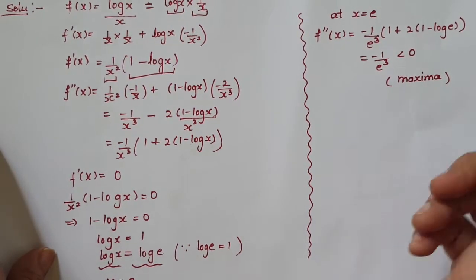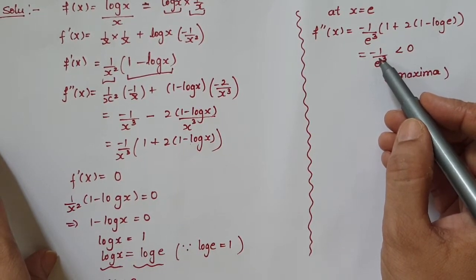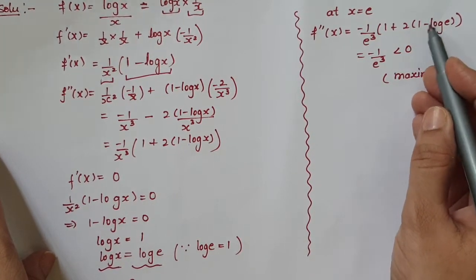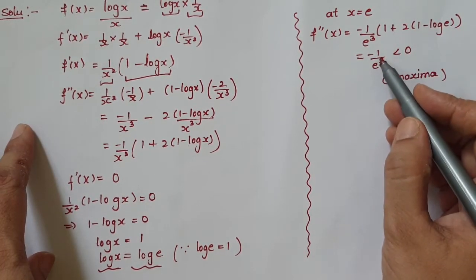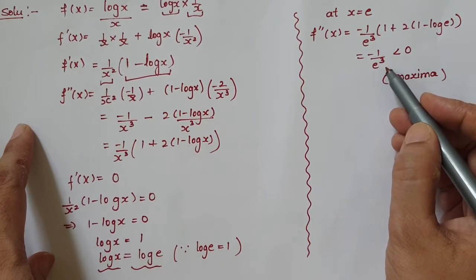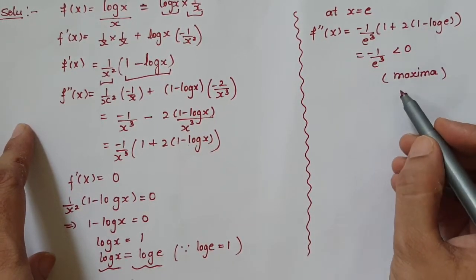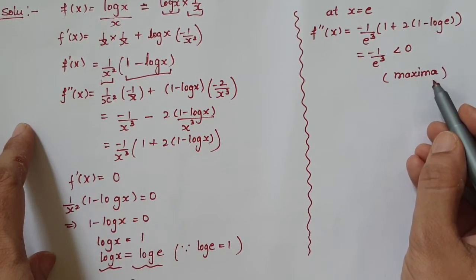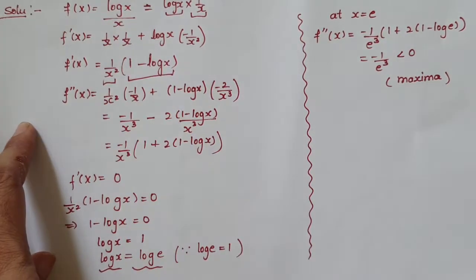Now if we simplify this, here you can clearly see, because log e is 1, 1 minus 1 is going to be 0, right? So the only thing we are left with is minus 1 upon e cube, which being negative is less than 0. So the value will be maximum at x equal to e for this particular given function.